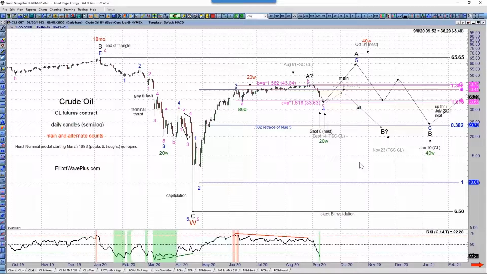But if there was a move back to 40, right now the 38 calls are going for about 3, and the 40 calls are going for about 2. So basically you're putting up about 1 to make 2 right now.